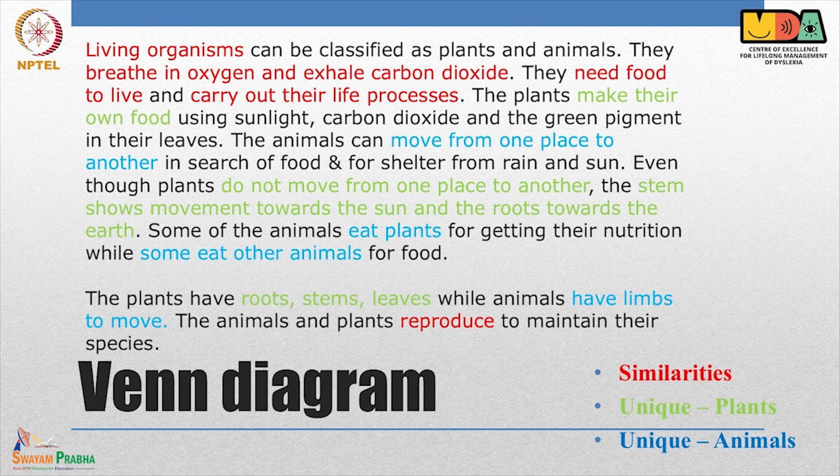The next thing is animals have limbs, and plants have roots, stems and leaves. So, plants have roots, stems and leaves will go into the area very specific to plants, and animals have limbs will go into the area very specific to animals. There is nothing to be written in the intersecting area. And the last thing is plants and animals reproduce. It is very easy. It goes right in the intersecting portion, which says reproduce. So, this is how it has to be translated into a Venn diagram, and learning needs to be done, and please follow it up with writing.